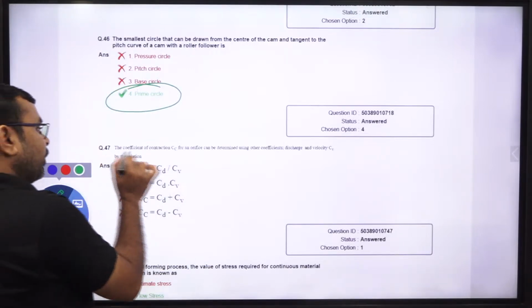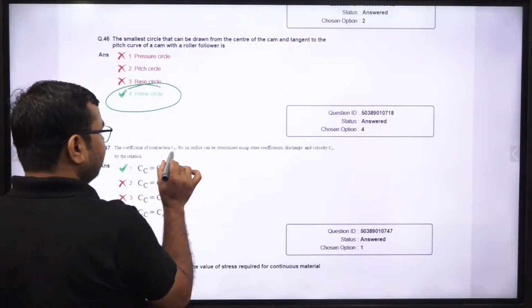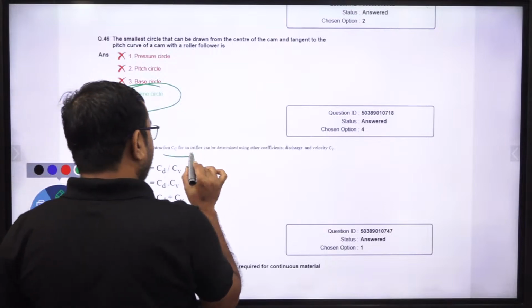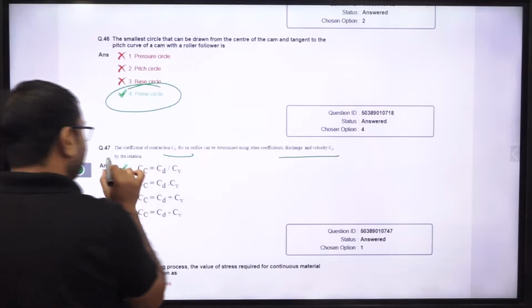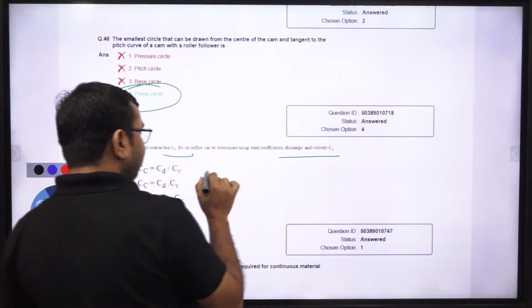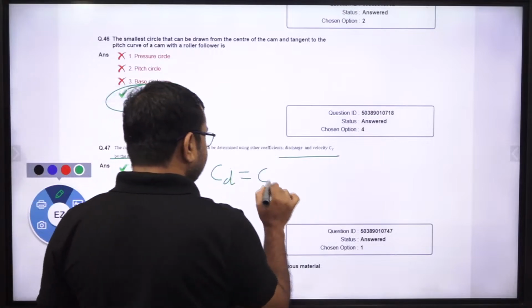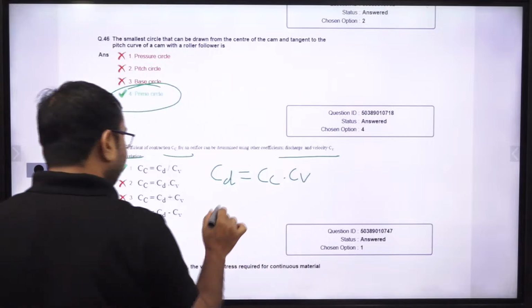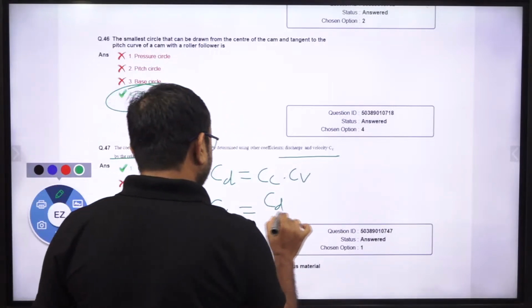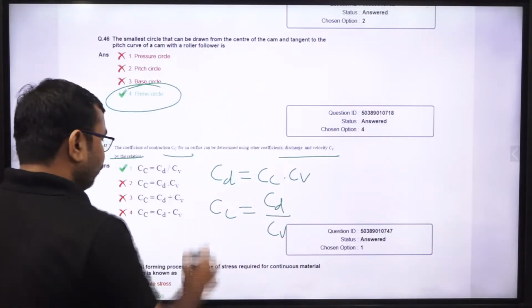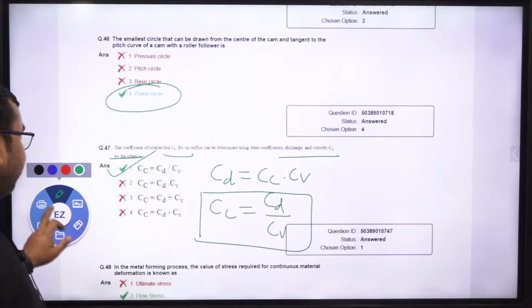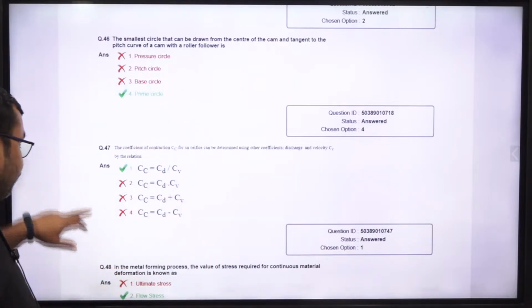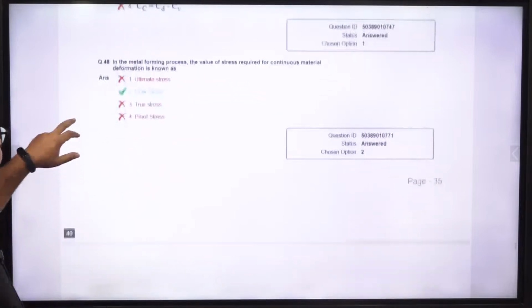Next, the coefficient of contraction CC of an orifice can be determined by using the coefficient of discharge and coefficient of velocity. Is that clear? We know that CD is CC into CV. So if I write CC, it is CD by CV. So the correct answer for this question is option 1, that is CD by CV. Yes or no?